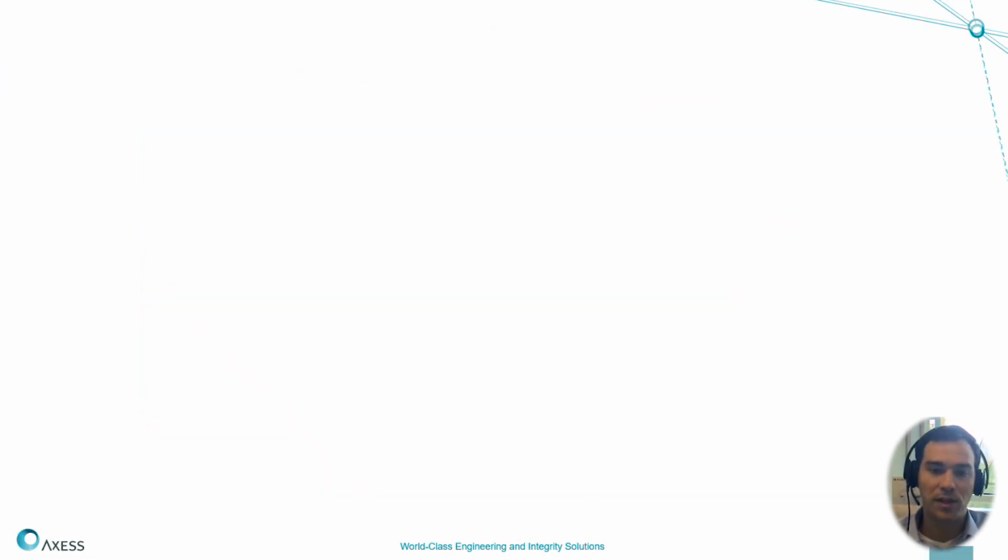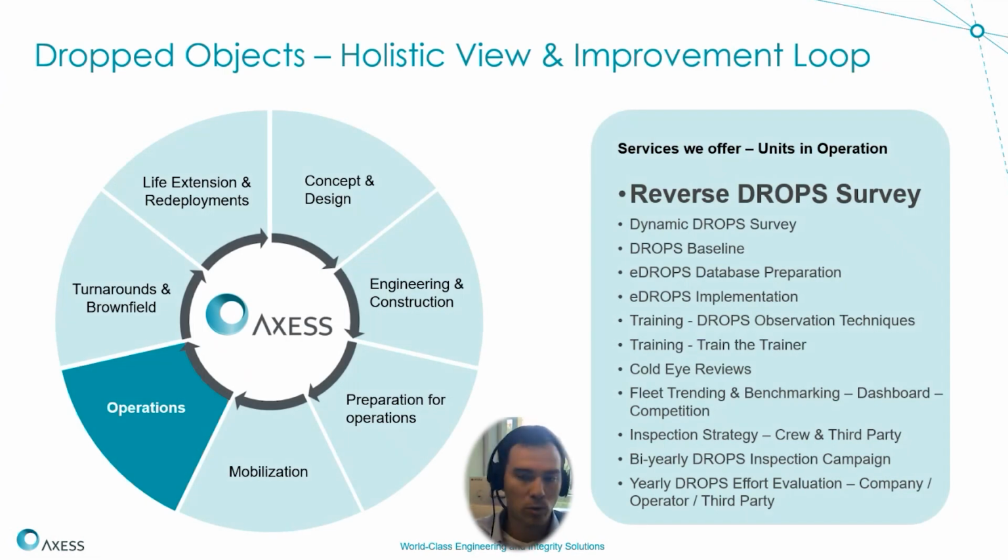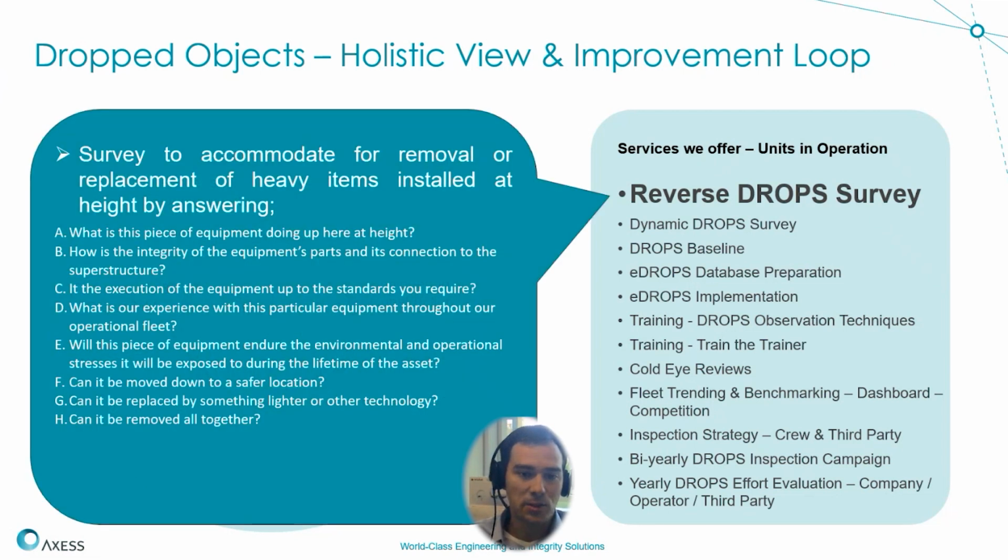For this, we've developed, in the operations phase of the project, something called a reverse drops survey, which you can see on the right. The name we've coined is to basically go around an existing unit and ask some simple and obvious questions, focused on design improvement or a more systematic improvement, rather than just installing a secondary retention or safe securing, which gets the item secured but does not necessarily remove or reduce the risk altogether.